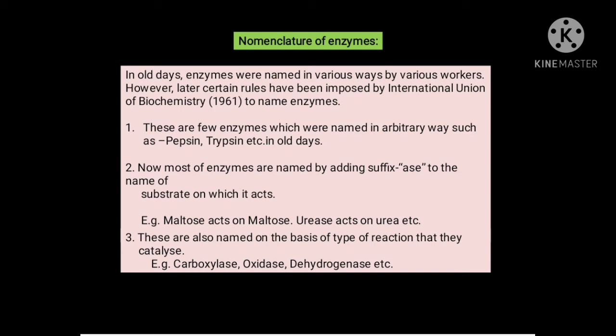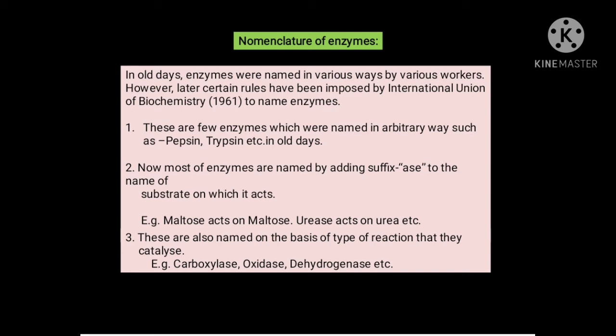by the International Union of Biochemistry in 1961 to name the enzymes. The first one: there are a few enzymes which were named in an arbitrary way in old days, such as pepsin, trypsin, etc. Now, most of the enzymes are named by adding a suffix, that is "ase", to the name of the substrate on which it acts. For example, maltase acts on maltose, urease acts on urea.